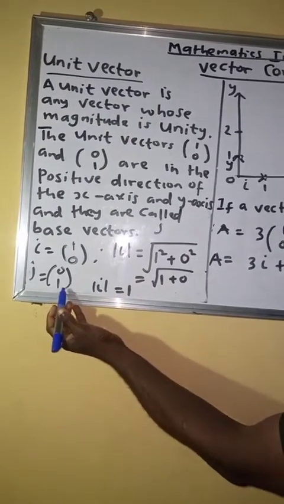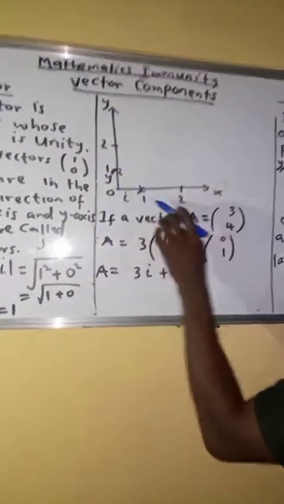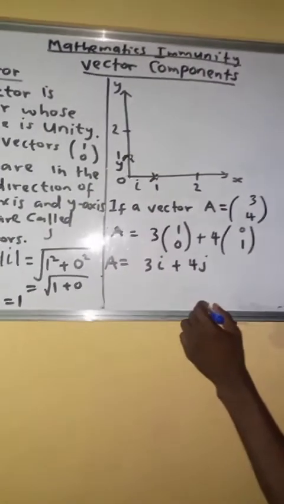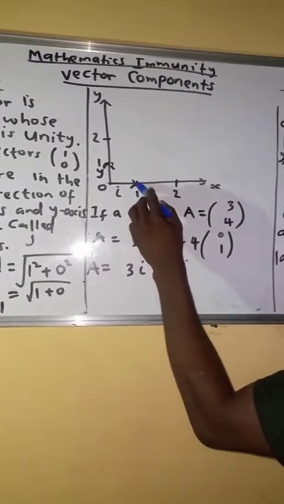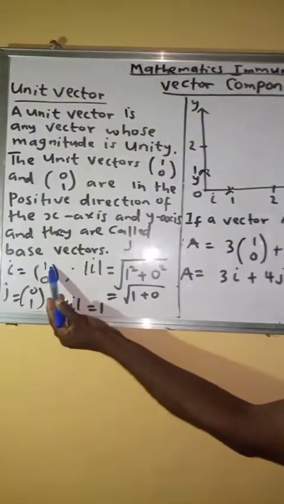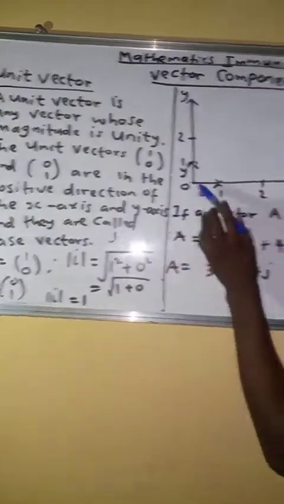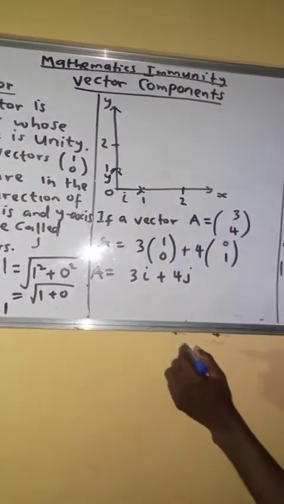Similarly for j, and j is along the y-axis and i is along the x-axis. Now we are on the Cartesian plane. For i, when x is 1, y is 0. For j, when x is 0, y is 1. These are called the base vectors.